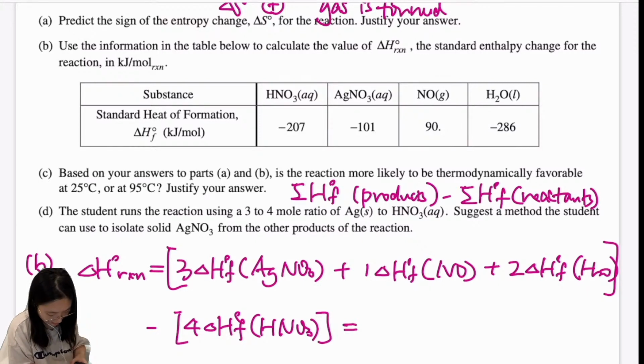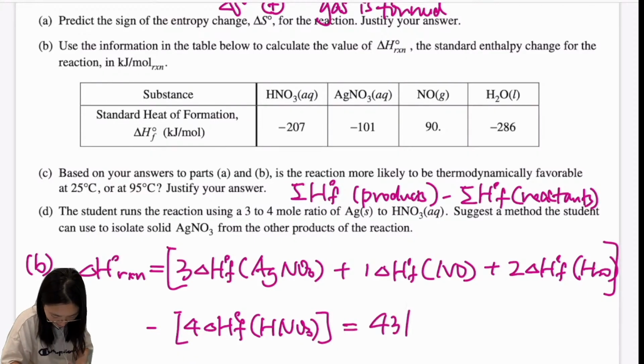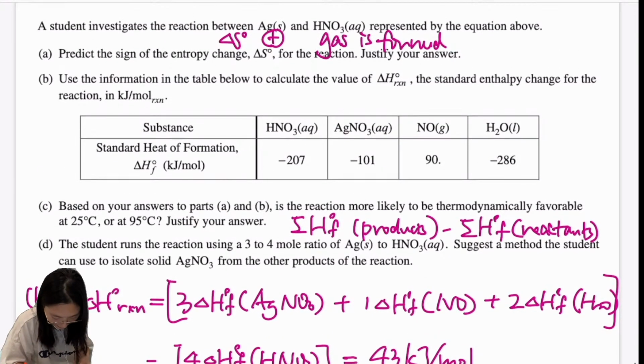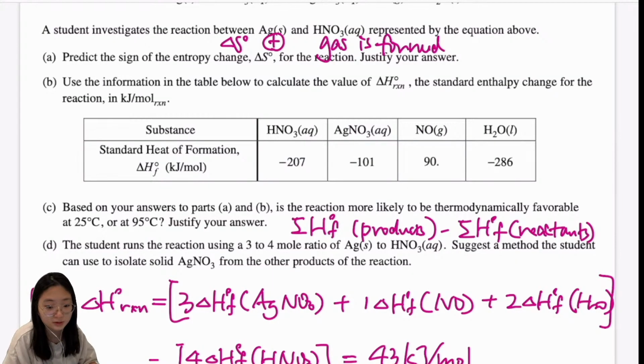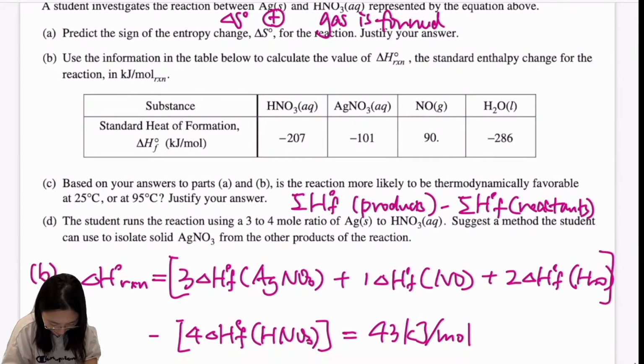The answer for B is 3 times negative 101 plus 90 plus 2 times negative 286 minus 4 times negative 207, which is 43. It's positive 43 kilojoules per mole. So it is a positive value, and delta S, the change in entropy, is also a positive value.